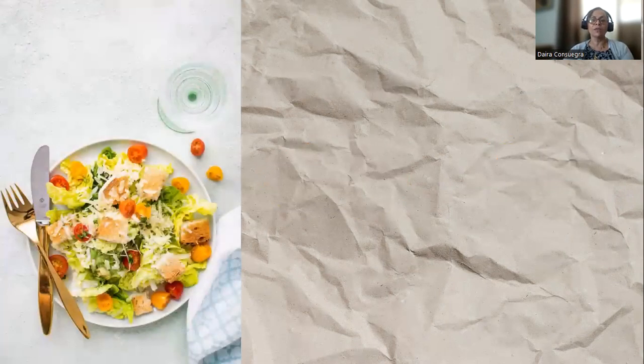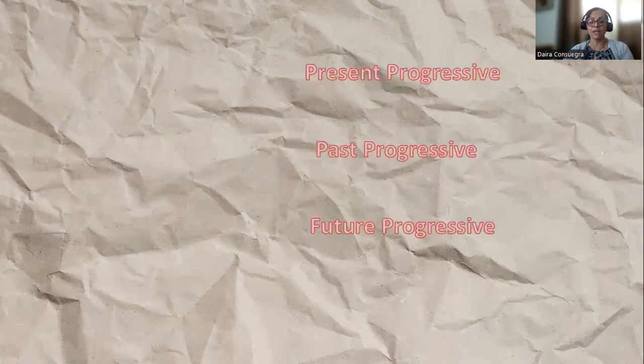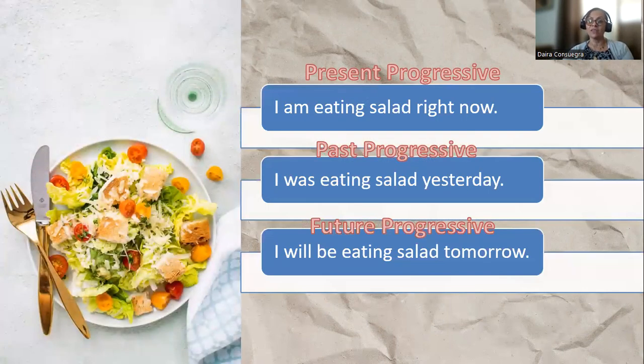So here we have this picture about eating. Yummy, yummy. So we have the 3 sentences in the 3 different tenses, okay? In the present progressive, in the past progressive, and the future progressive. Try to think about it, and now we'll see the answers. Are you ready? Okay, here we have the answer. I'm eating salad right now. Right now. Ahorita. Is the key word, la palabra clave.